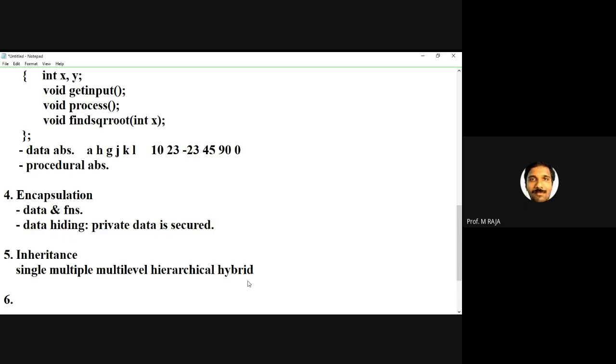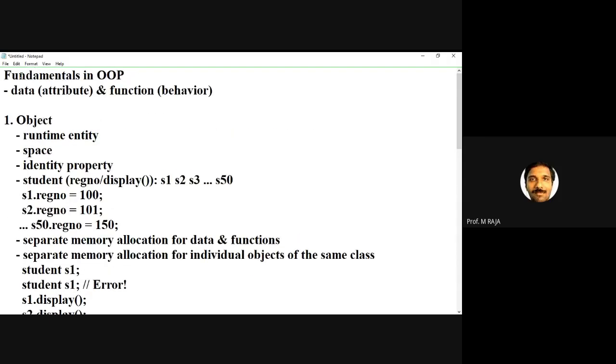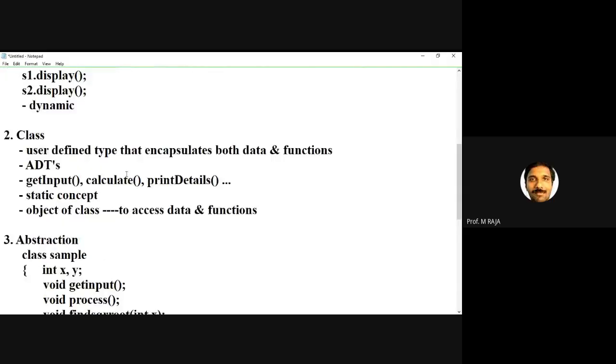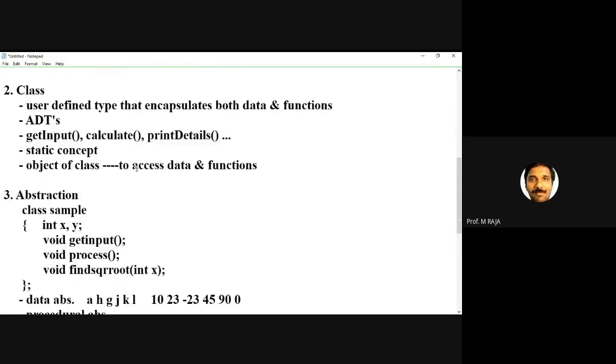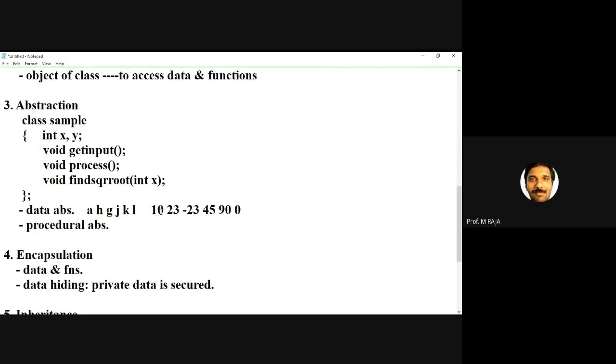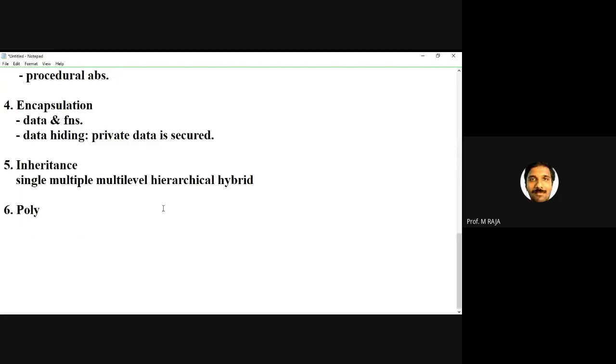And the sixth one, polymorphism. We are discussing the main topic, fundamentals of object-oriented programming: objects, classes, abstraction, encapsulation, inheritance, polymorphism. These are the important concepts in object-oriented programming. Polymorphism.